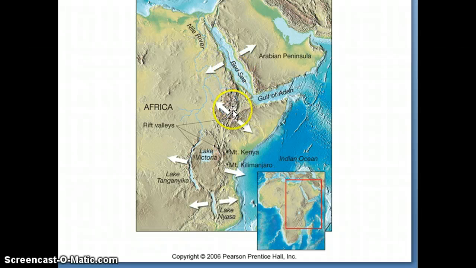The Red Sea currently was because of that, and this whole area, the Great Rift Valley or East African Rift on the reference table, is caused by that.